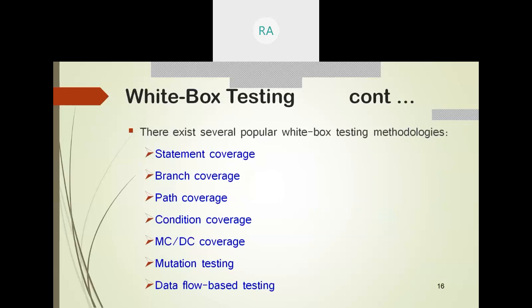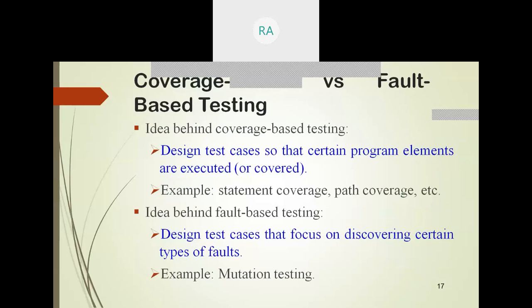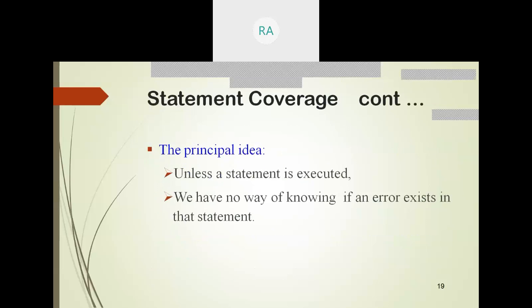These are the techniques we have gone through already: statement coverage, branch coverage, path coverage, condition coverage, and MCDC coverage. What do you mean by MCDC? Modified condition and decision coverage. Then there are mutation testing and data flow based testing. Among these techniques, mutation testing is not there; the rest of the things we have gone through. Today we'll be studying MCDC coverage. These things we have already gone through.